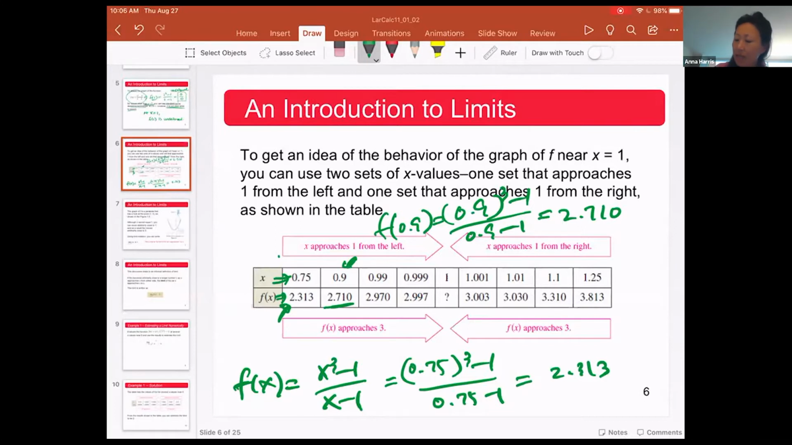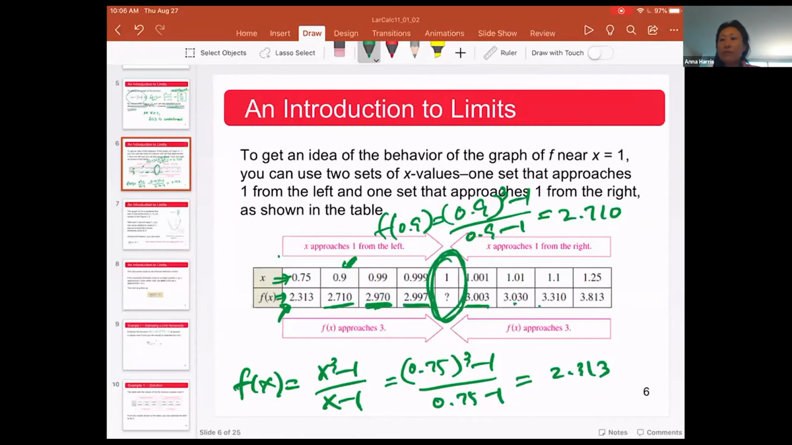What does f of 0.99 mean? What number does it give you? 2.970. And what does it give you at x equal to 0.9999? What's your y value? 2.997. Now when you get x equal to 1.001, what number did you get? 3.003. Okay, farther away.